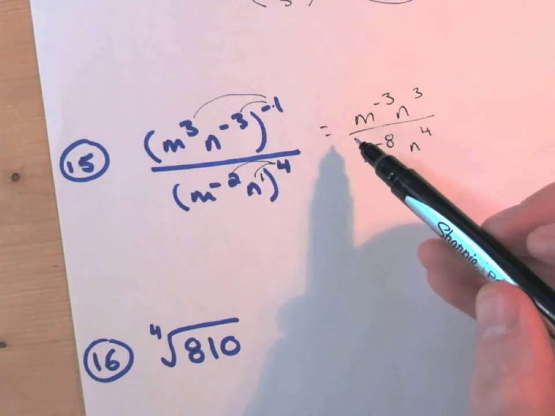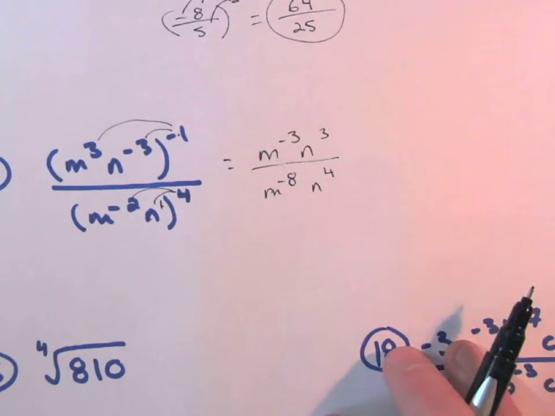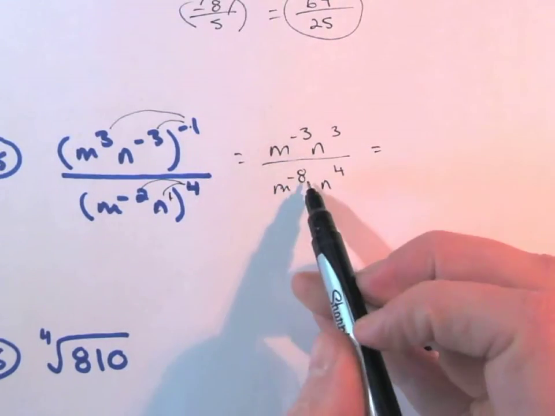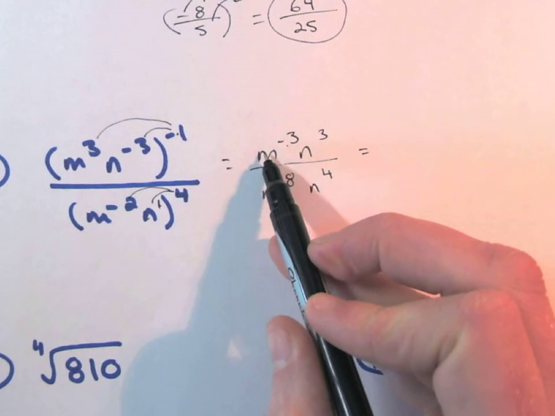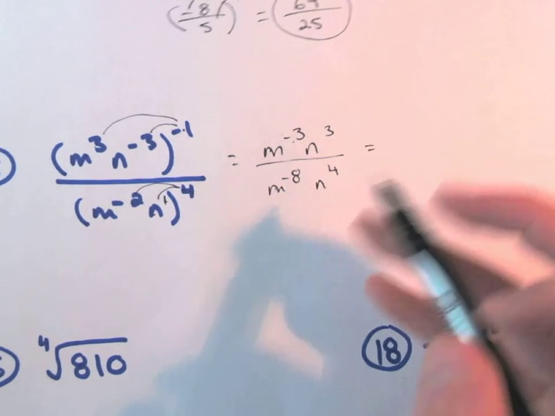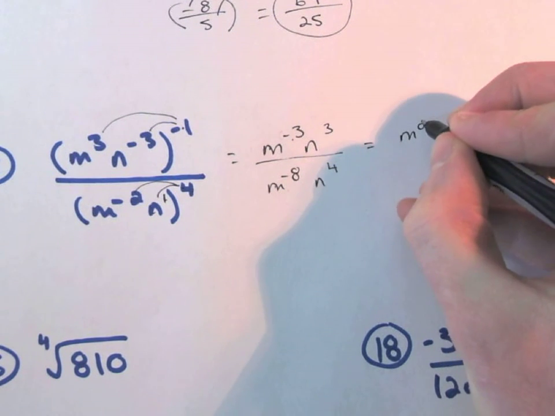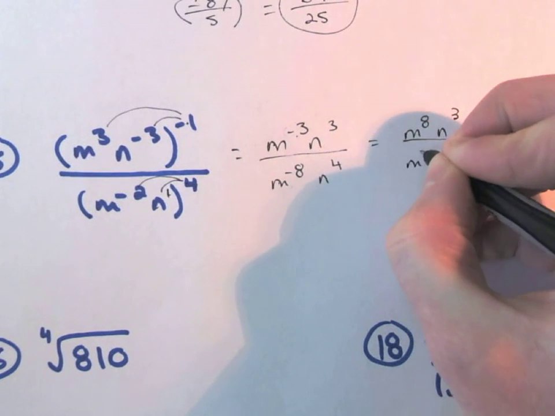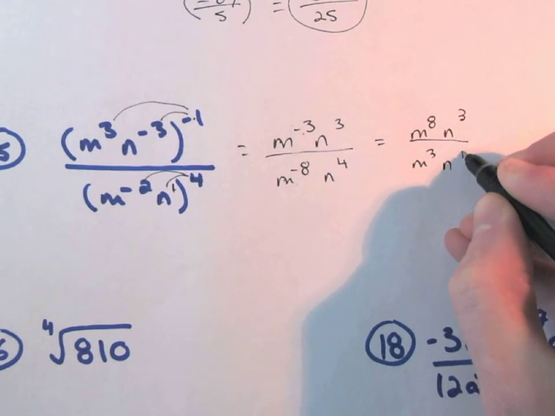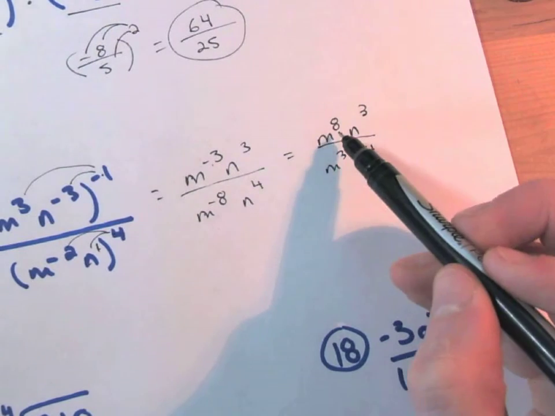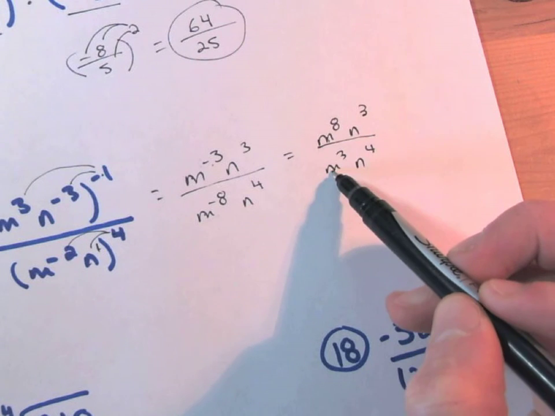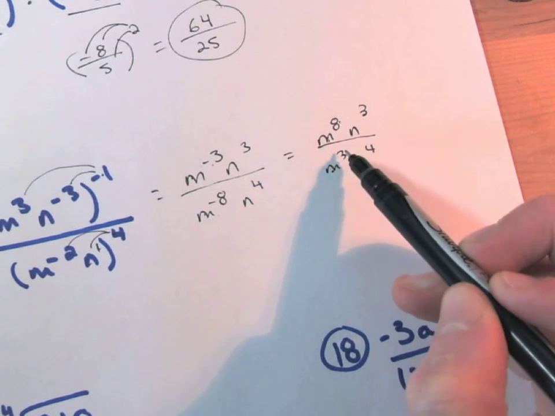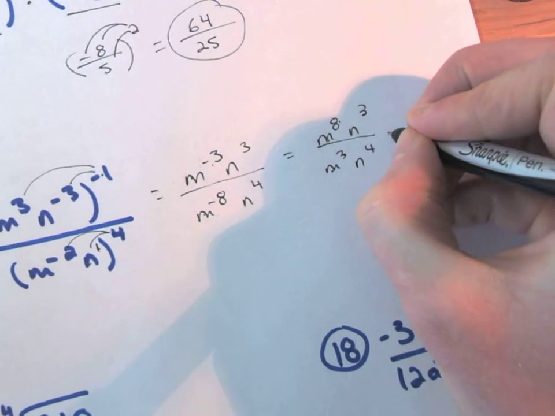We're not done because we have negative exponents, and we don't like negative exponents, so we want to switch them. This negative one goes to the top, this negative one goes to the bottom. So let's just rearrange that. m to the 8, the n's stay where they were, m to the 3, n to the 4th. Okay, these two bases are the same, so we can do exponent law. 8 minus 3 is 5.